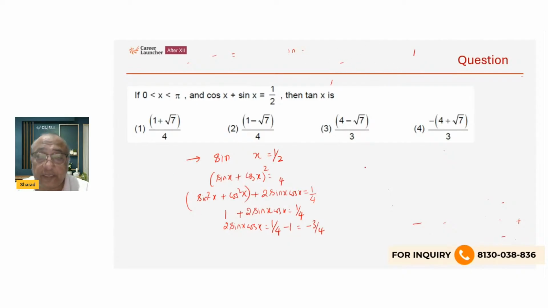If I know that this is sine 2x, sine 2x is equal to how much? Minus 3 by 4. This is the value which is given here. Sine 2x is equal to minus 3 by 4. This is also equal to, there is a formula, 2 tan x upon 1 plus tan square x.